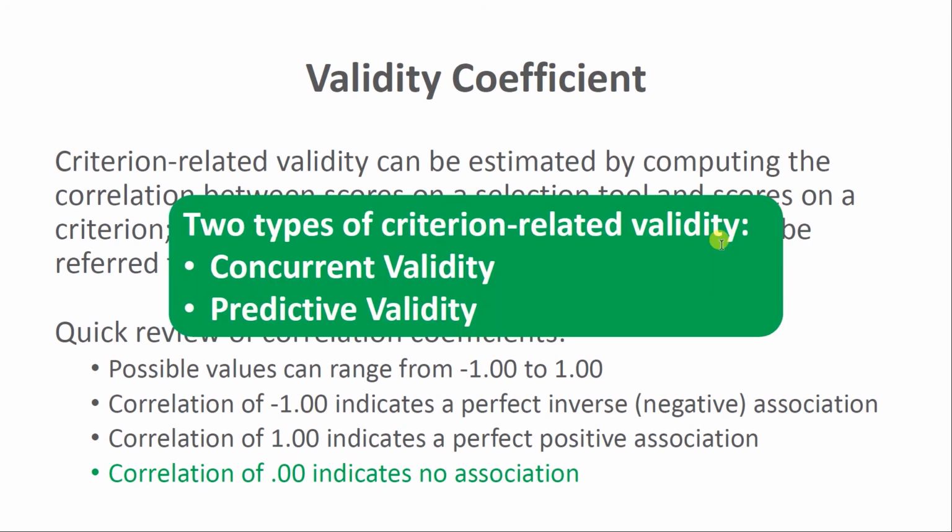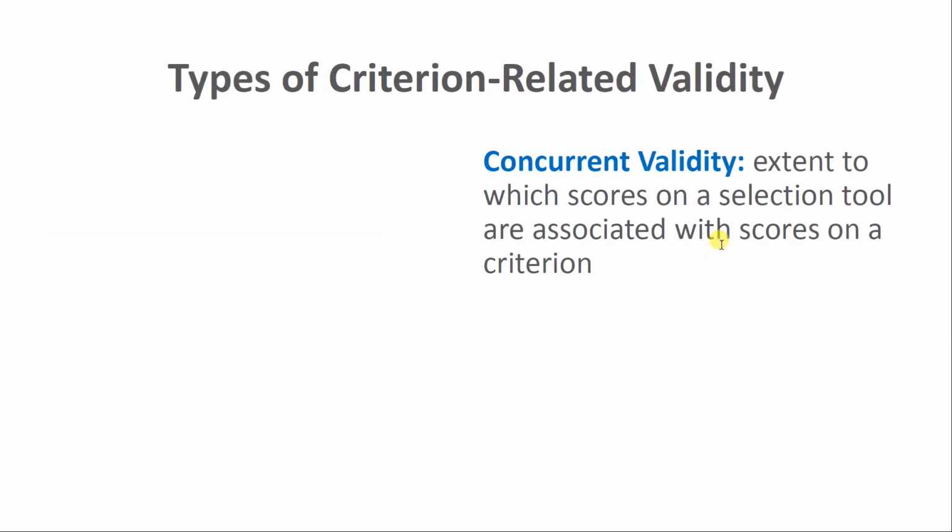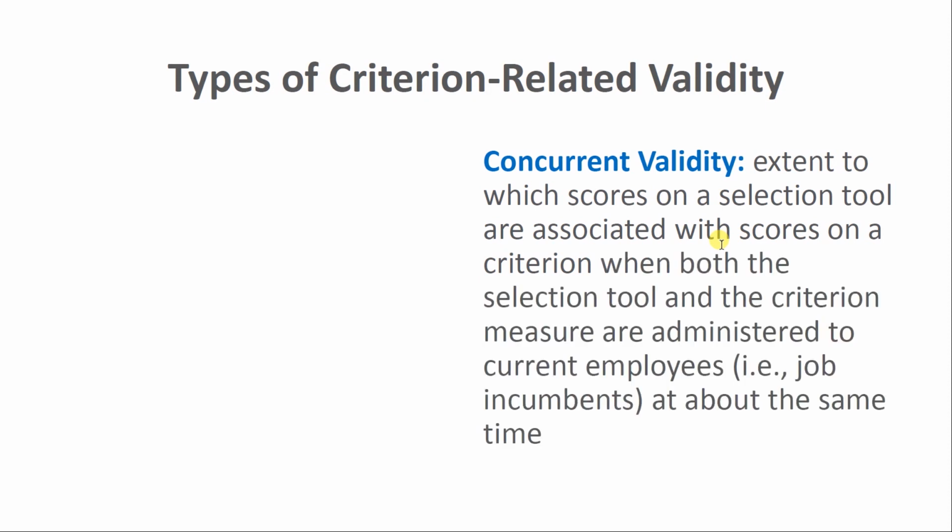Now, there are two types of criterion-related validity, or two ways in which we can estimate criterion-related validity. These are concurrent validity and predictive validity. So let's focus on concurrent validity first. Concurrent validity is the extent to which scores on a selection tool are associated with scores on a criterion when both the selection tool and the criterion measure are administered to current employees at about the same time. Another way of saying current employees is job incumbents.